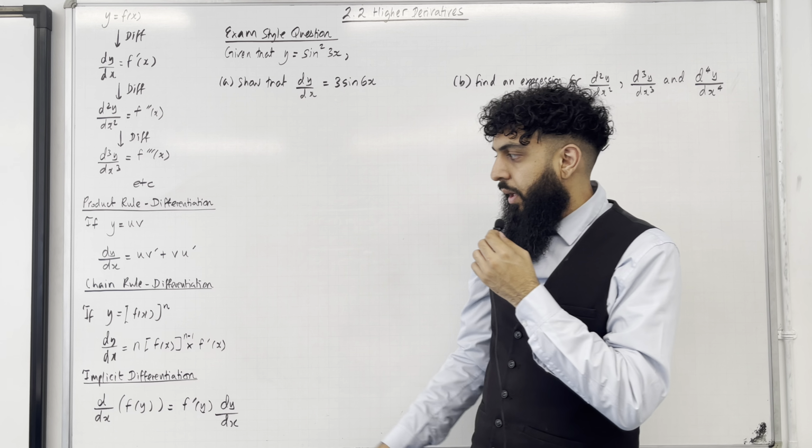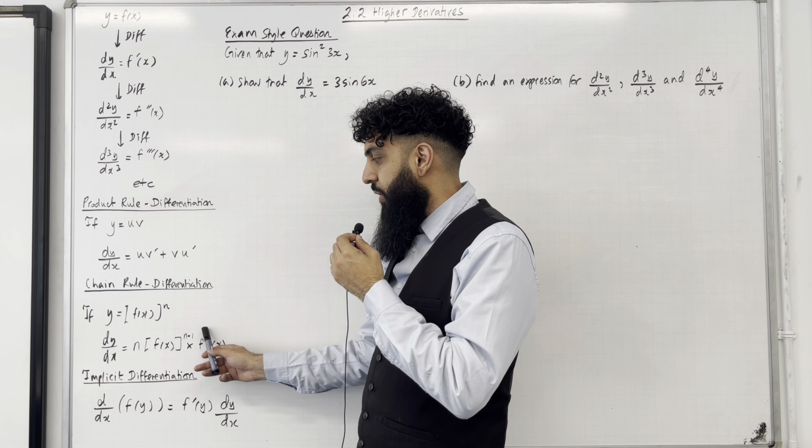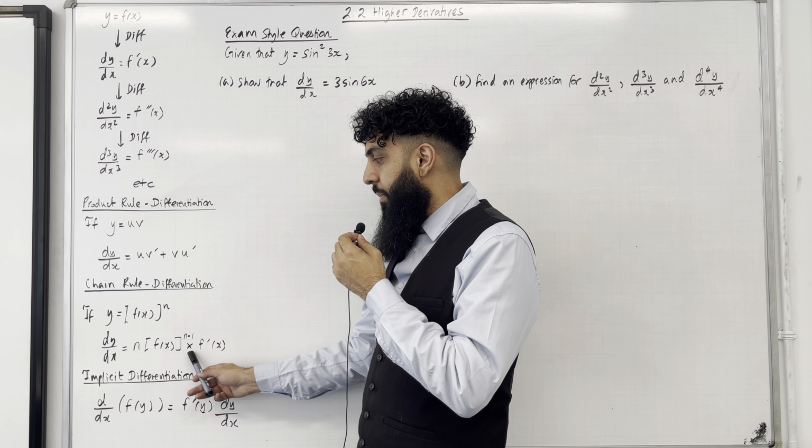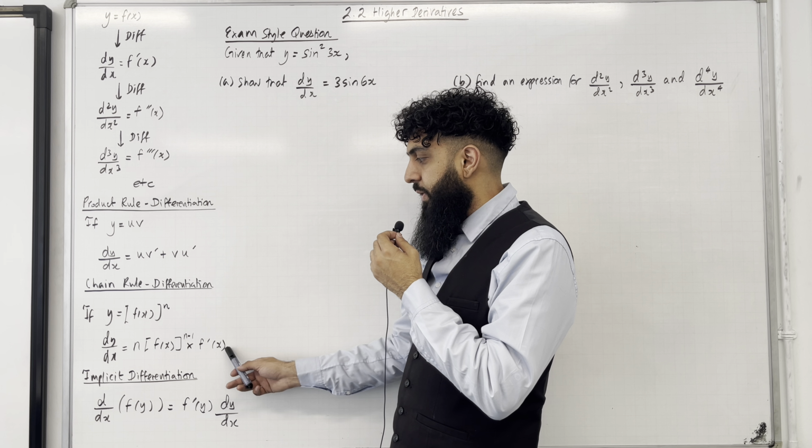If y is equal to f of x in square brackets to the power n, dy by dx is equal to, I can bring down the power n. I subtract 1 from the power n, I get n minus 1, and then I multiply by the differential of what we have inside, which is f of x. When you differentiate that, you get f dash of x. So you multiply by f dash of x.